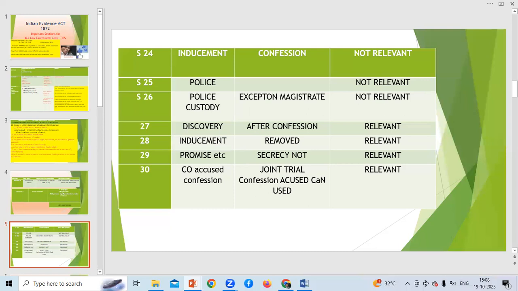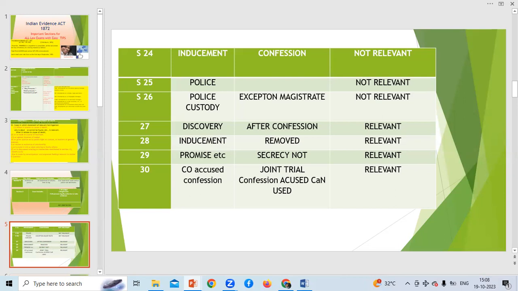because police did not know where it was kept. They go with the person and they find out एखादा चाकू छुरी जो भी यूज किया है, रिवॉल्वर, whatever he has used, it will be relevant. That part of finding that thing is relevant. So for section 27, discovery is the word.